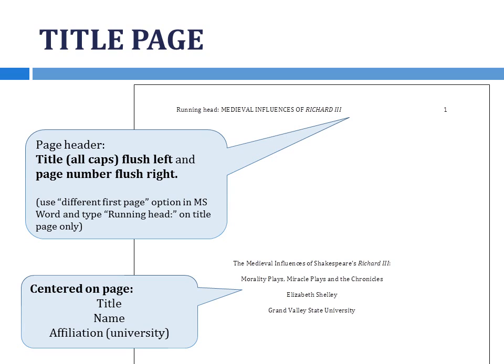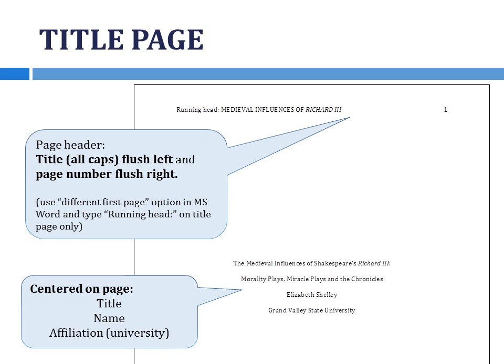Here we see the essential elements of an APA title page, which consists of 4 major sections. A page header, which includes the shortened title of your paper in all caps, preceded by the words running head. You'll want to use the different first page option in Microsoft Word in order to have the words running head on just the title page. Otherwise, the words running head will be on every single page. The page number is on the right side. Your title page is page number 1.